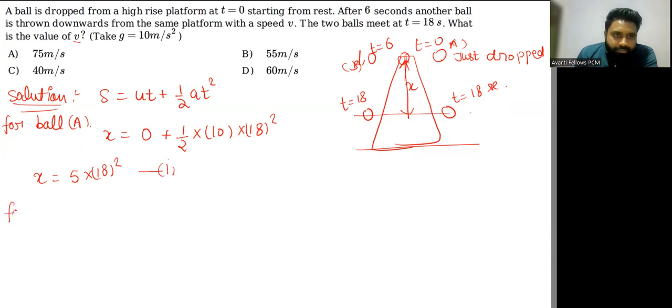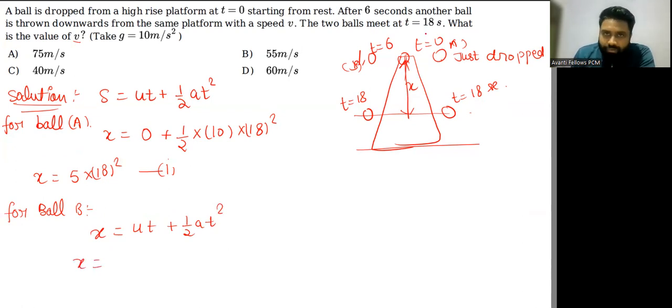Now for ball B, x equals ut plus 1 by 2 times at square. Is u given to you? No, it has been asked. So it is v in this question, so we have taken it v. Time is 18 or something else? Yeah, that we have to focus on.